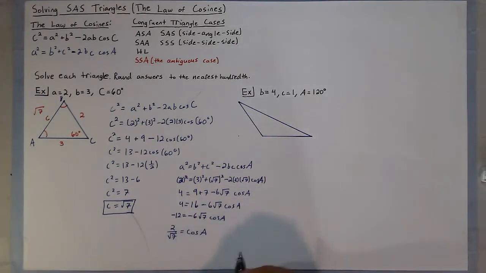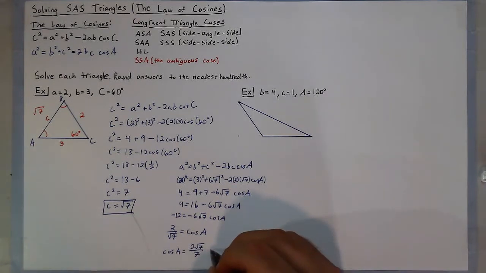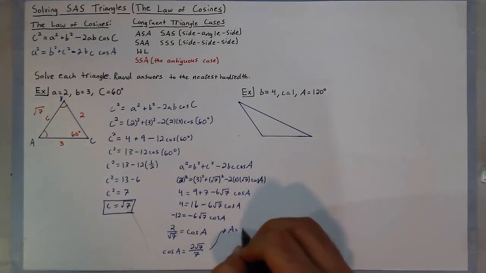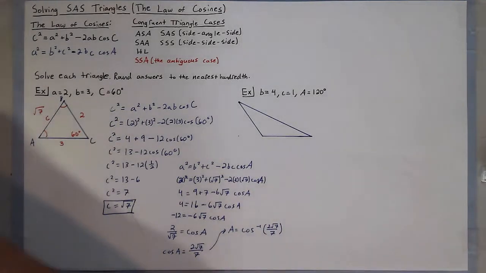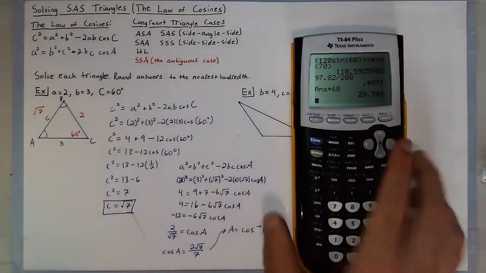But I want to figure out what angle A is. So by rationalizing my denominator, I will now take the cosine inverse of that value. And A would be equal to cosine inverse of 2 square roots of 7 over 7. This one I will need a calculator for.